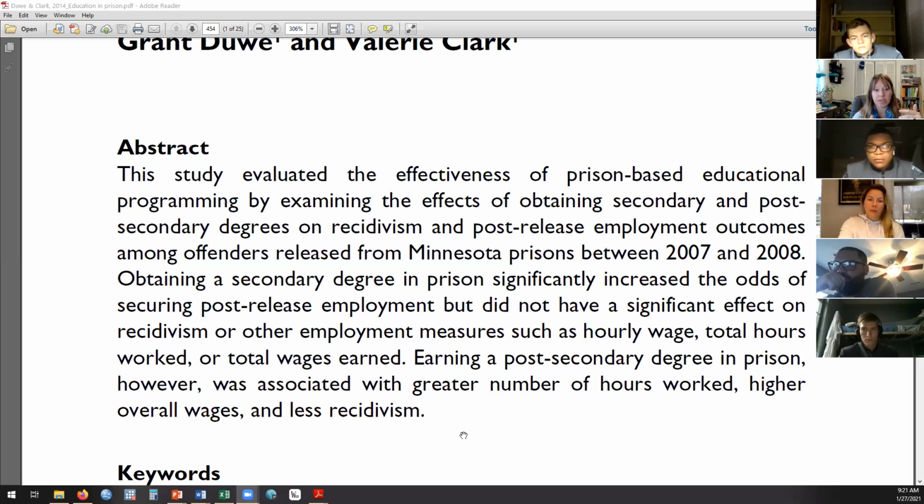So do we see results in here? Yeah, just the last sentence in general: earning a post-secondary degree in prison, however, was associated with greater numbers of hours worked and higher overall wages with less recidivism. That's half the results. Where is the other half? Earlier up in the paragraph. Where, Sam? Obtaining a second degree in prison significantly increased the odds of securing post-release employment, but did not have a significant effect on recidivism. There we go. So right there, those last two sentences of the abstract, we have our findings. We've got the result. So all we're missing here is a little bit more about our research design and some limitations. So let's keep going.